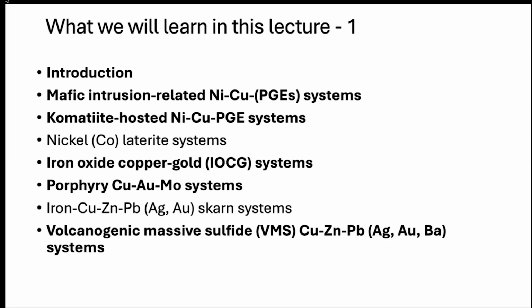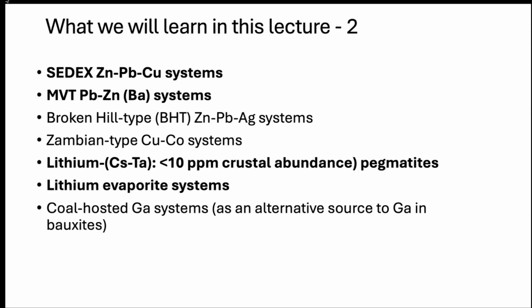And we'll talk about IOCGs again, porphyry systems, volcanogenic massive sulfide deposits, SEDEX systems, MVT deposits. I decided not to talk about Broken Hill, even though it's a massive system. It basically sits at the interface between SEDEX and VMS. We're going to talk about lithium as well.